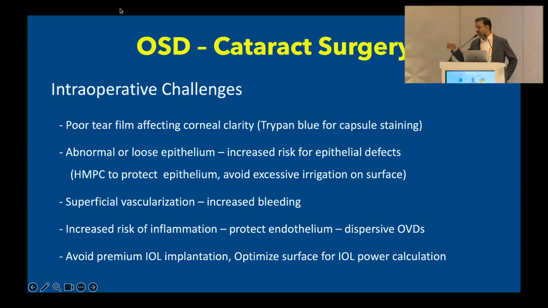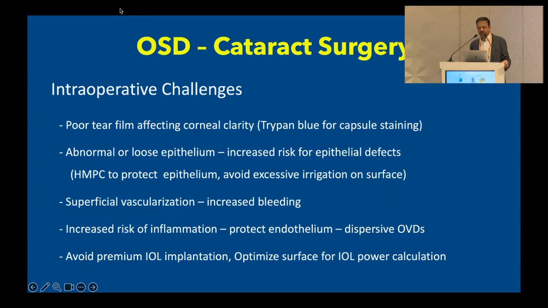For visualization, if you are not very clear, then you can use trypan blue for conjunctival staining. Remember, sometimes you'll have peripheral vascularization as well. When you make your main incision and side ports, you can have more bleeding, so you need to watch out for that. So I like to put an HPMC layer on the surface, so that kind of ensures that the blood does not come into the central cornea and does not obstruct your visual field.